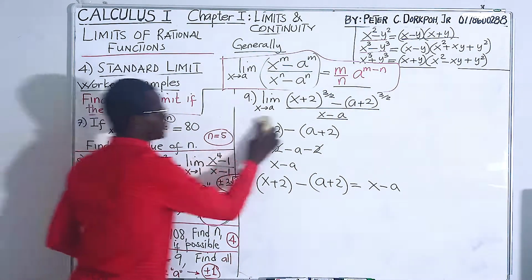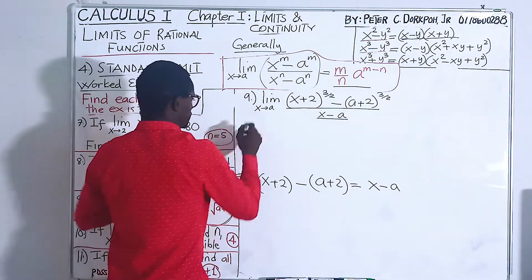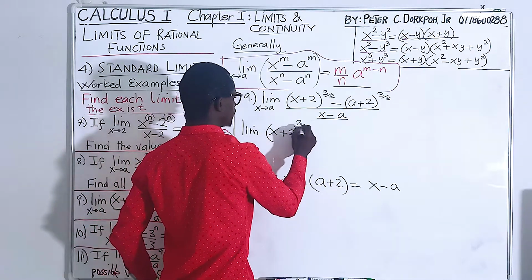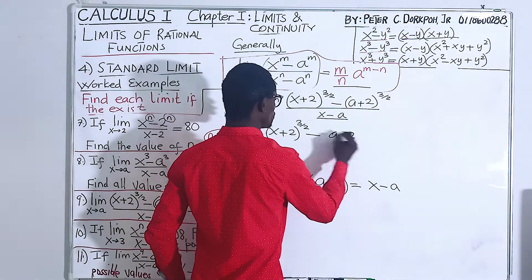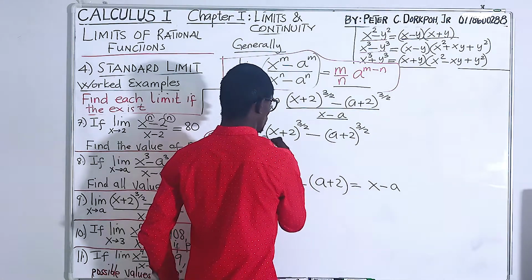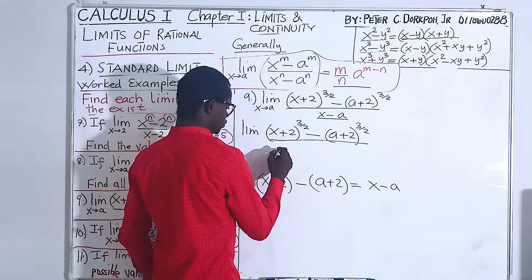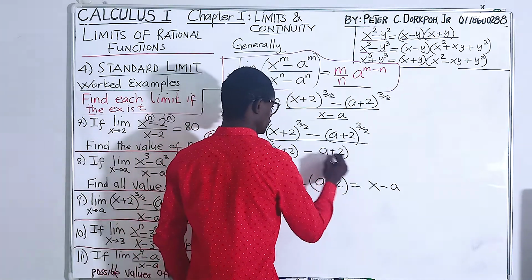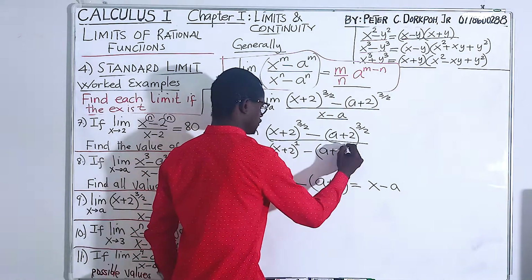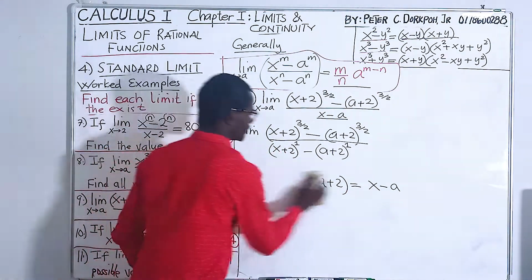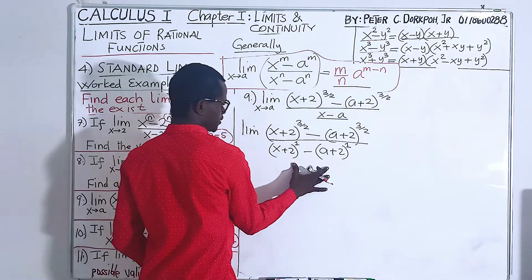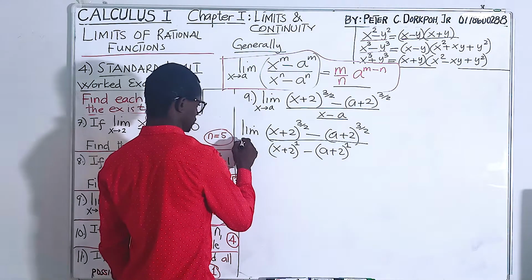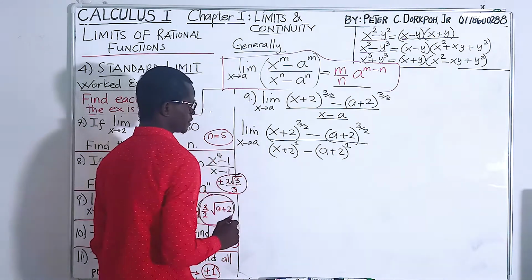So now we have the limit of (x + 2)^(3/2) minus (a + 2)^(3/2), all over (x + 2) minus (a + 2). Now this is just equal to x plus 2 minus a plus 2, all of these raised to the first power. You see that? So the bases now are the same. The powers in the numerator are the same. The powers in the denominator are the same. We can now apply the standard limit.